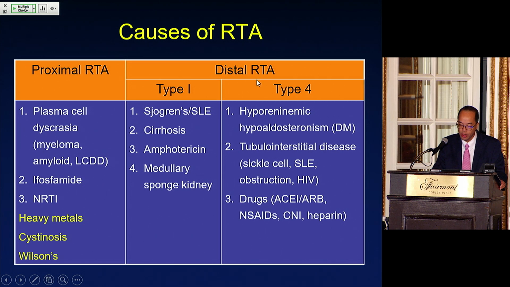And then type 4, which can be due to hyporeninemic hypoaldosteronism, as in patients with diabetes and mild CKD. It can be caused by a bunch of tubulointerstitial diseases. Let me rephrase that: kidney diseases that have a propensity for affecting the tubulointerstitium, like sickle cell, lupus, obstructive uropathy, sometimes HIV. And then remember, any drugs that act on the renin-angiotensin-aldosterone system would cause a similar picture. So ACE inhibitors, ARBs, NSAIDs, CNIs, and heparin.